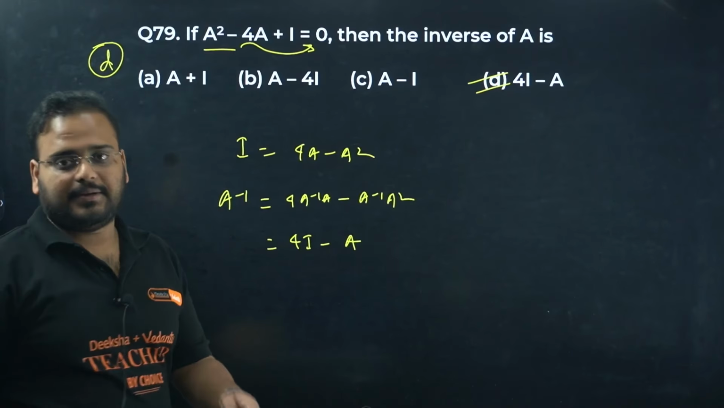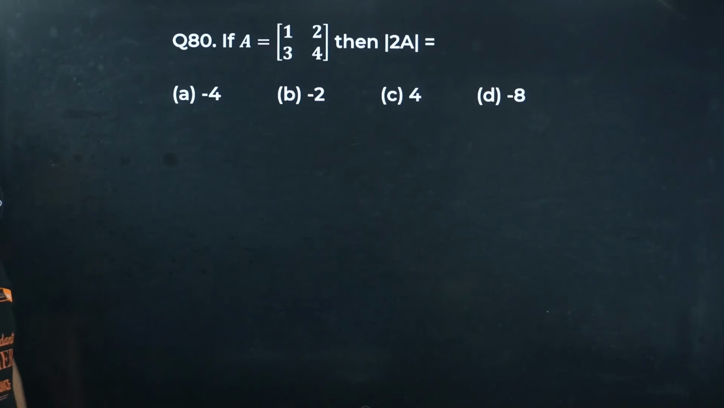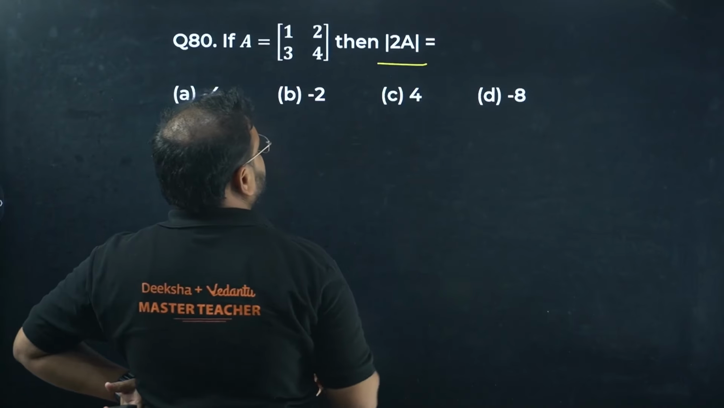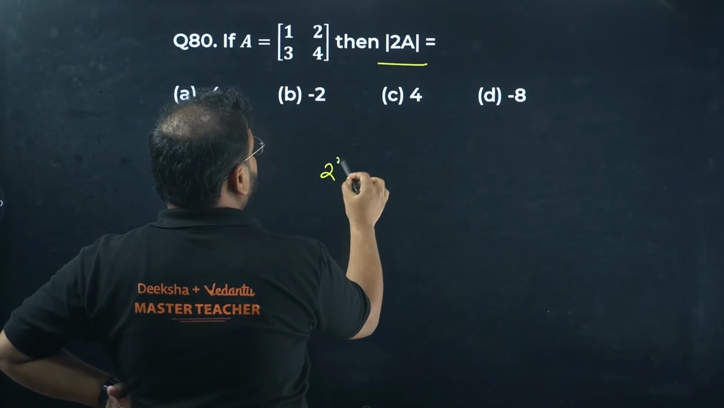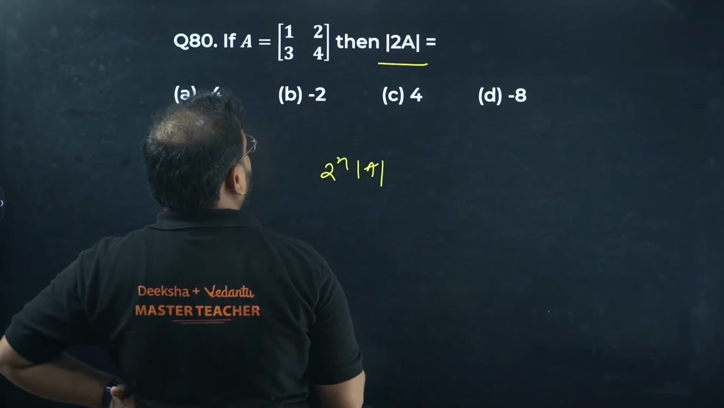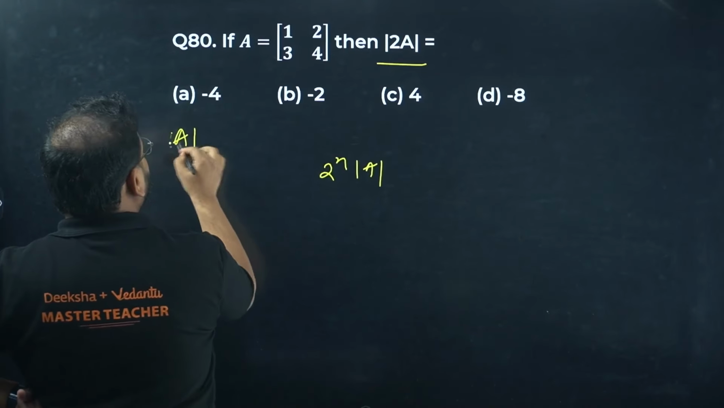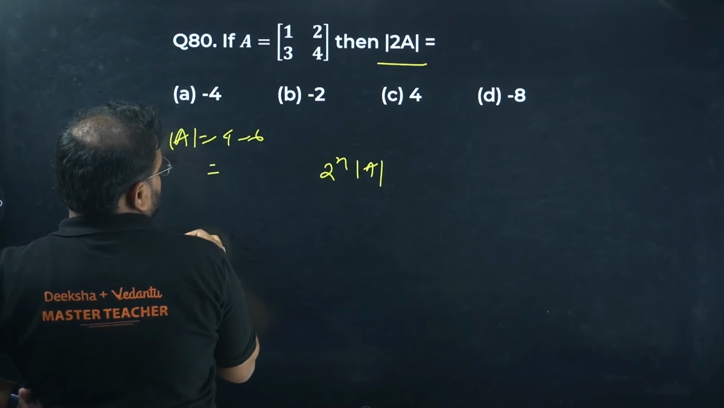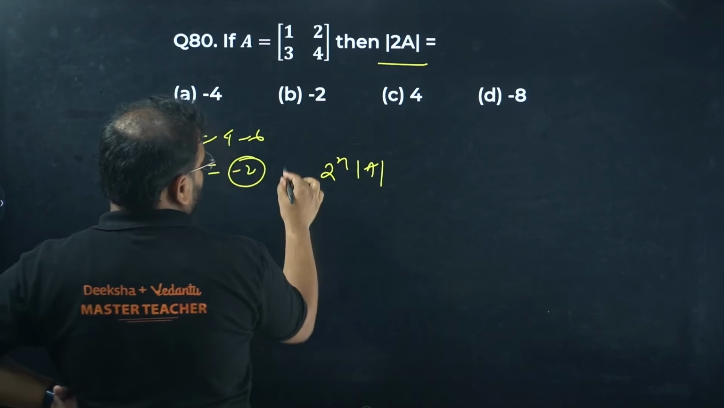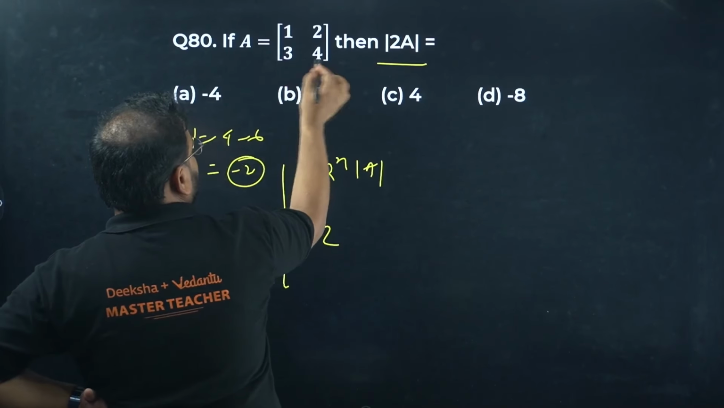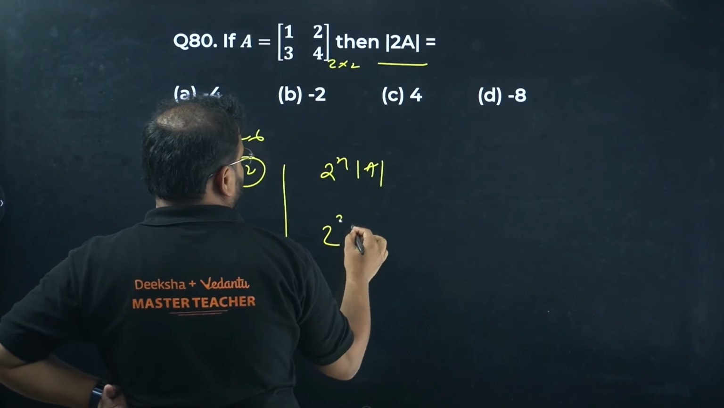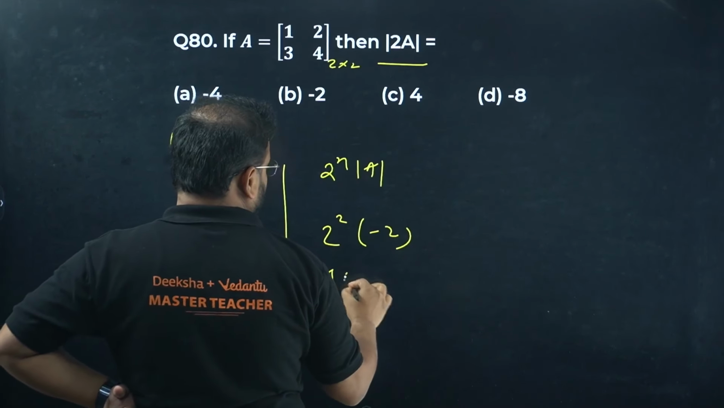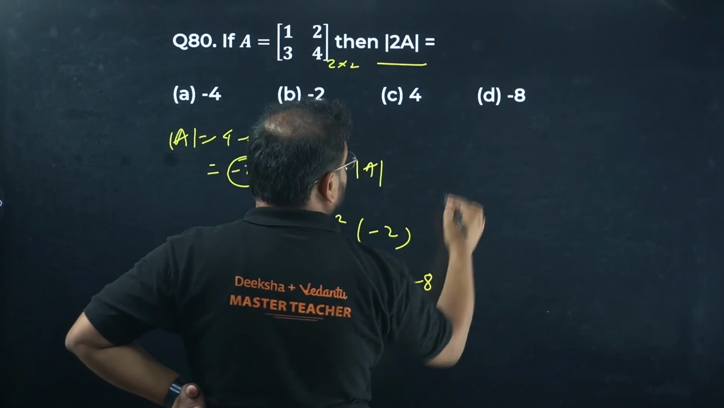Next. A is 1, 2, 3, 4. Then determinant of 2a is what? Same thing. 2 power n determinant of a. Determinant of a value is what? Check from here. 4 minus 6. That's minus 2. 2 power n value. N is 2. 2 cross 2, right? So 2 power 2 minus 2. 4 into minus 2 as minus 8.